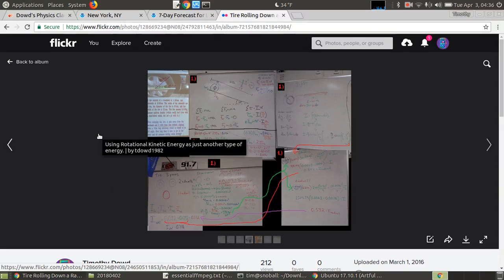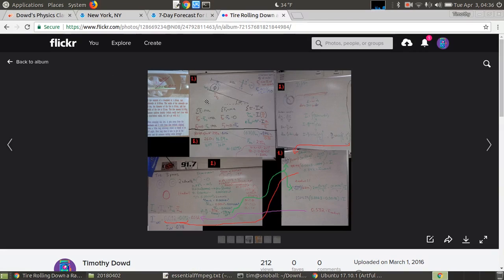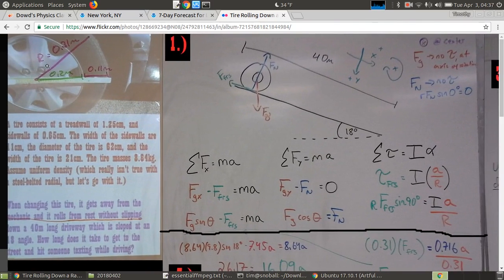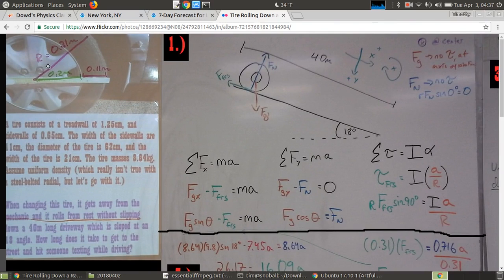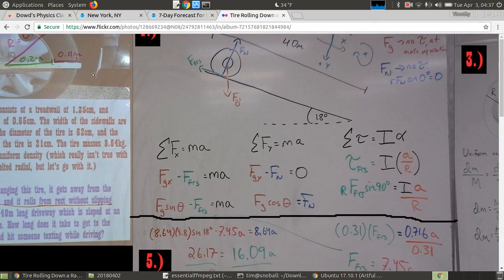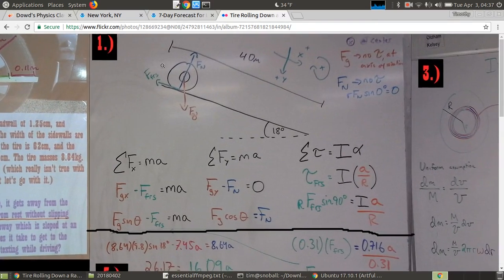Here's another dynamics problem that's in the album. I got excited by a problem in Serway and Jewett involving a tire rolling, and I thought I'd make my own. It's very complex looking, but there's a couple big ideas I want you to understand. So please do check this out in the album. Basically it says a tire rolls down a ramp, and it wants the time it takes in order to do that.